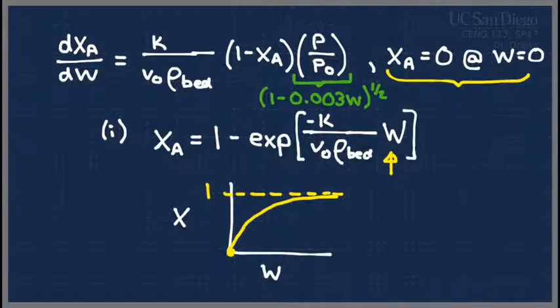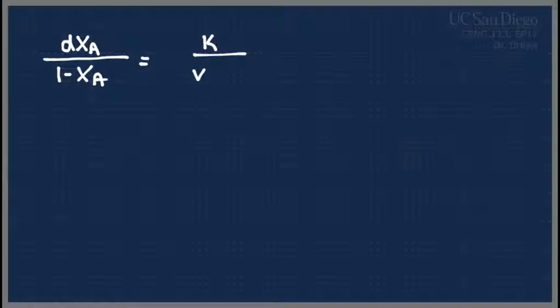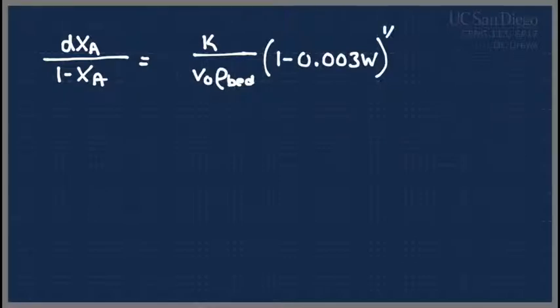It's not necessarily an assumption, it's just the units of your problem, or the way the problem was defined, work out in such a way that that actually simplifies. Sometimes it can be more complex than that. So if we wanted to solve something like that, our differential then looks something like this. So we have dXA over 1 minus XA equal to k over V0 rho bed times 1 minus 0.003 W to the 1/2 times dW.